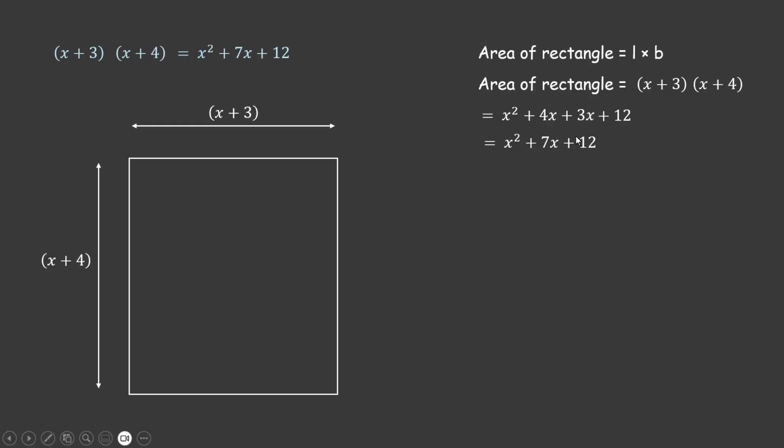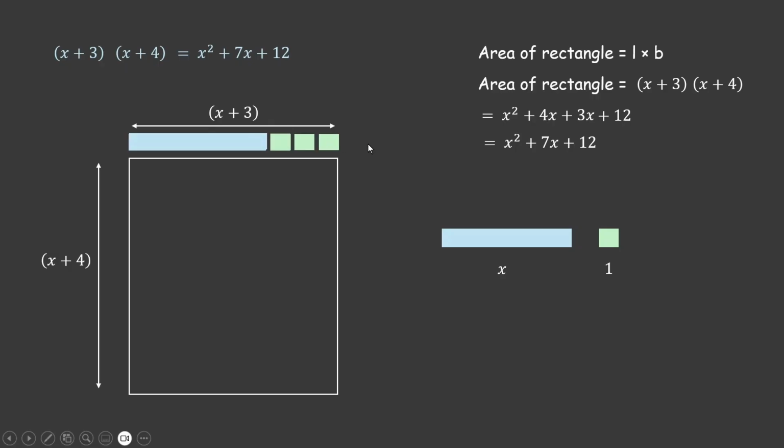Let us now represent these letters and numbers using tiles. Let us say this is the tile representing x and this is a tile representing 1. That is a unit tile. Now here we have x + 3. So we have one x tile and 3 green tiles, each representing 1. And here we will have one x tile and 4 unit tiles. Since in order to find this area, we will have to multiply length and breadth.